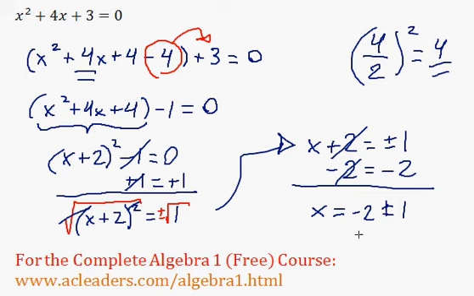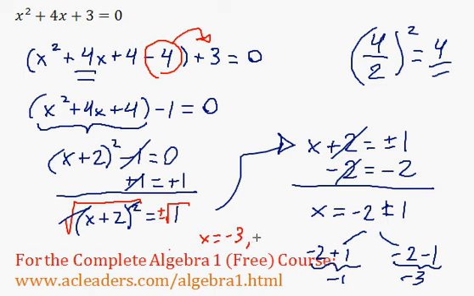Okay, so we have two solutions. The first one being negative 2 plus 1, and the second one being negative 2 minus 1. Alright, so negative 2 plus 1 is negative 1, and negative 2 minus 1 is negative 3. So x is equal to negative 3 and negative 1. That's it.